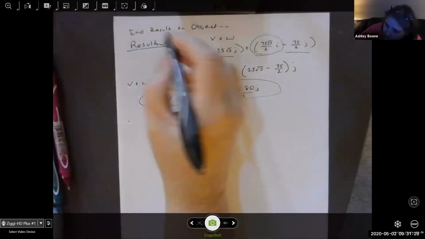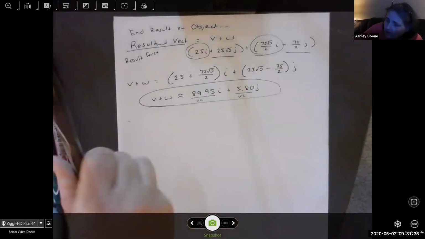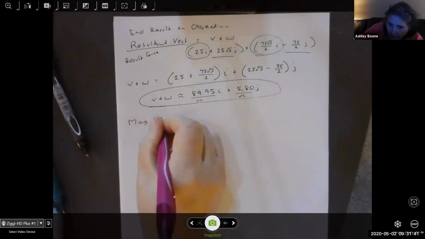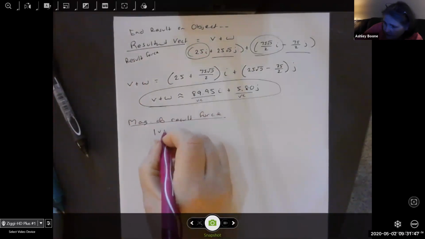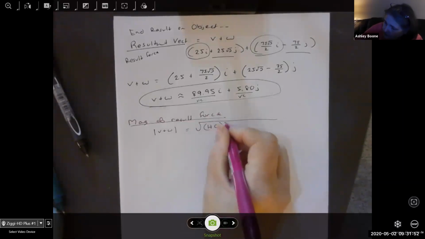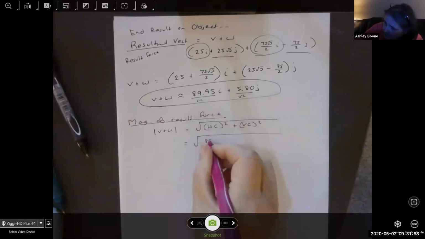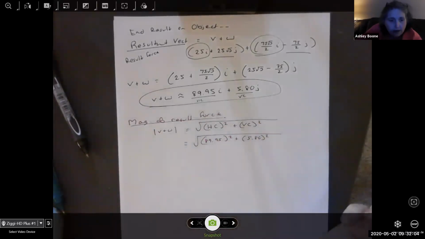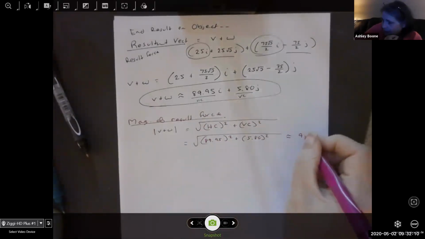Okay, that's what's happened. Now, what the problem wanted is, it first says find the magnitude and direction. So this is the resultant vector. This is our resultant force. The problem asked, what's the magnitude of the resultant force? Well, remember, the magnitude is the square root of your horizontal component squared plus your vertical component squared. So that's going to be the square root of 89.95 squared plus 5.80 squared. If you go through and evaluate that, you should get approximately 90.14.